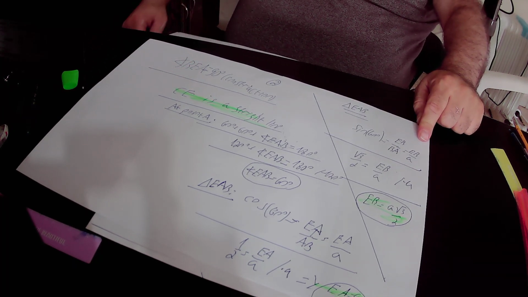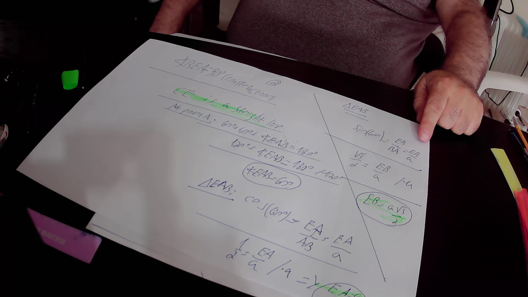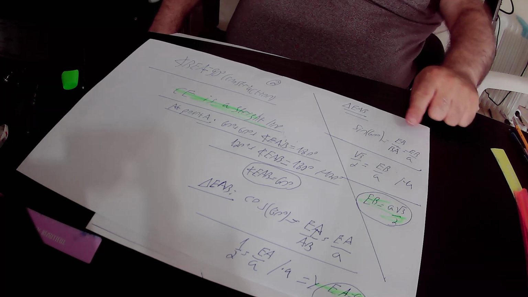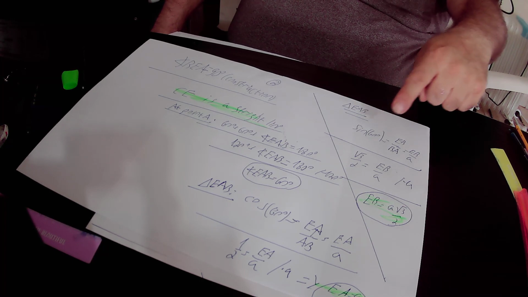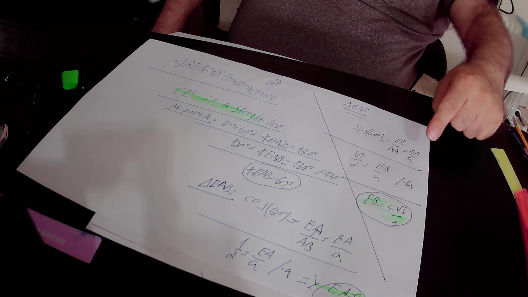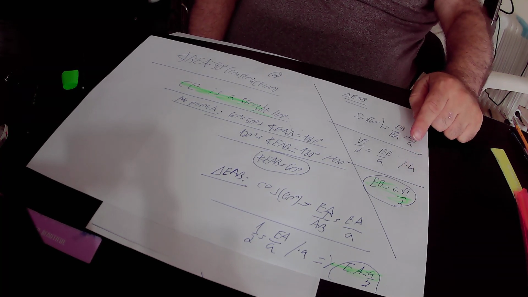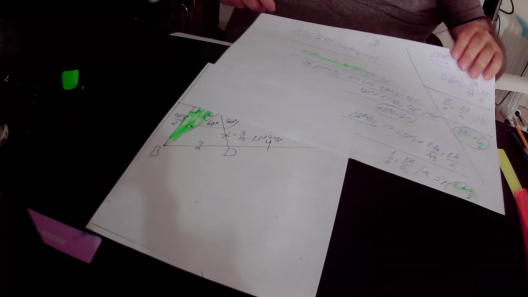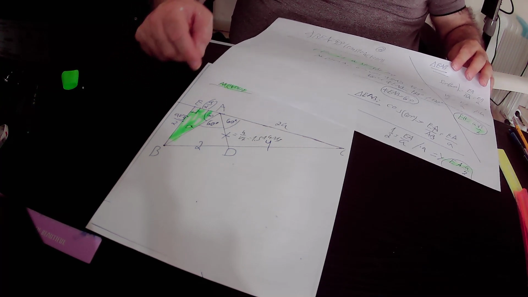So sine of 60 degrees equals EB over BA, and BA is A. So sine of 60 degrees equals B over A. We know that sine of 60 degrees is equal to square root of 3 over 2, so we got that square root of 3 over 2 equals EB over A. We multiply this equation by A, and we found out that EB equals square root of 3 over 2 times A.